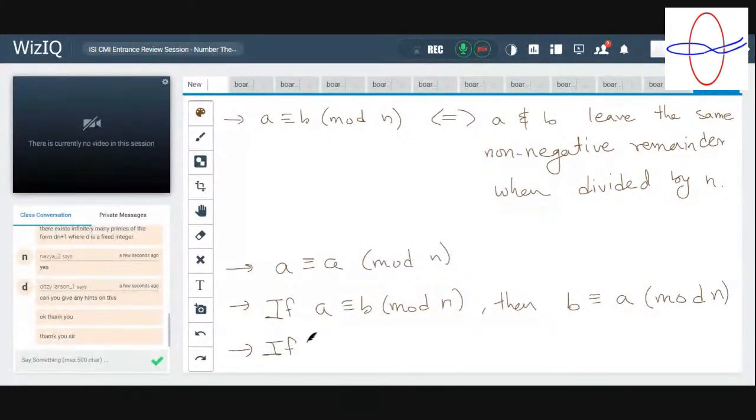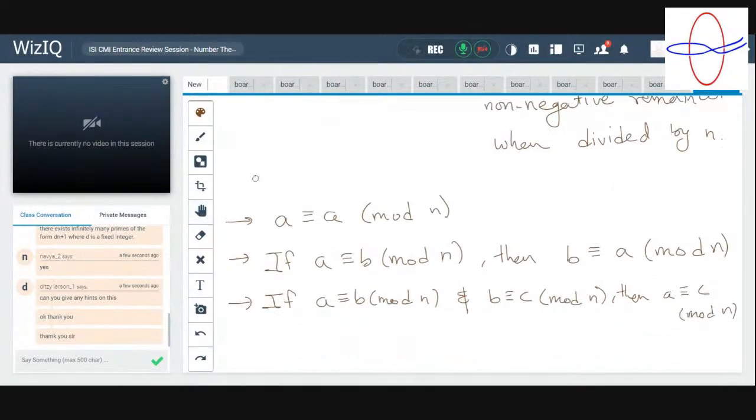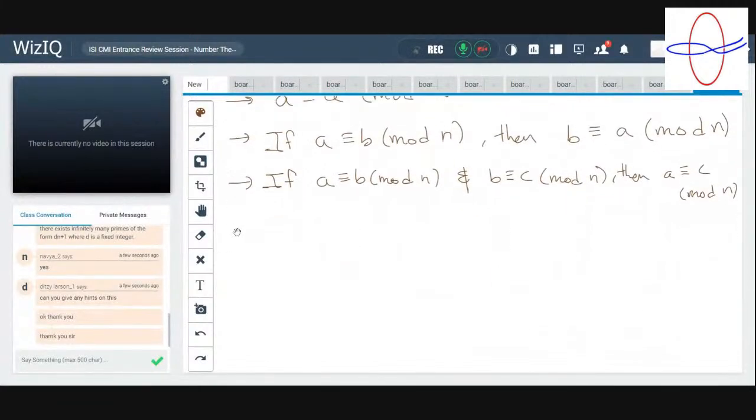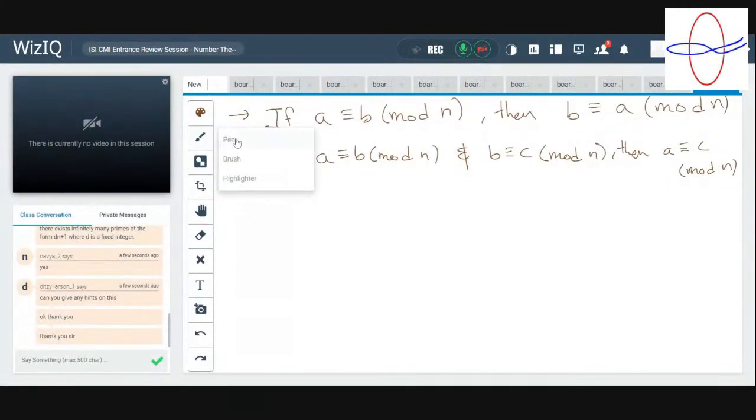And it is also transitive. So if a is congruent to b mod n, and b is congruent to c mod n, then a is congruent to c mod n. Some people don't write the mod n brackets. I'm just used to it, so I do it. But you can omit the brackets around mod n if you'd like to.